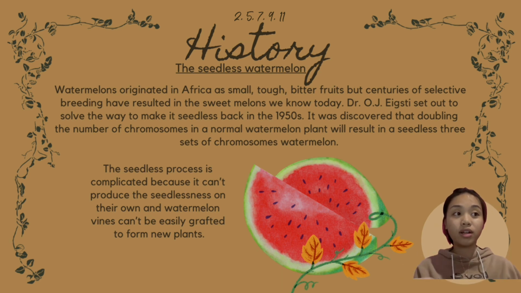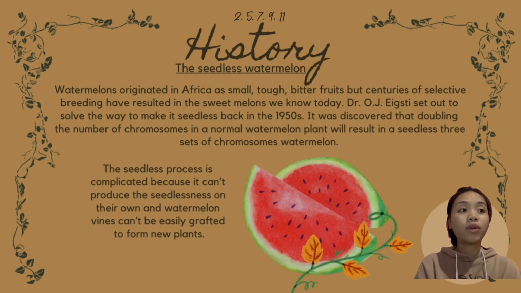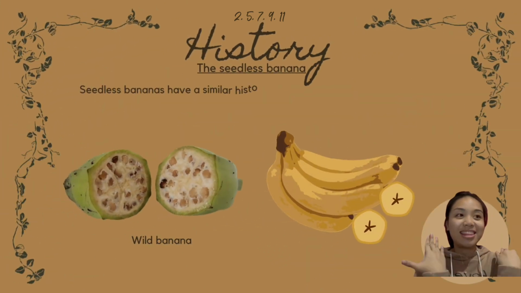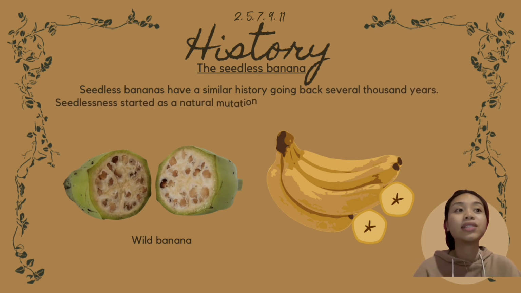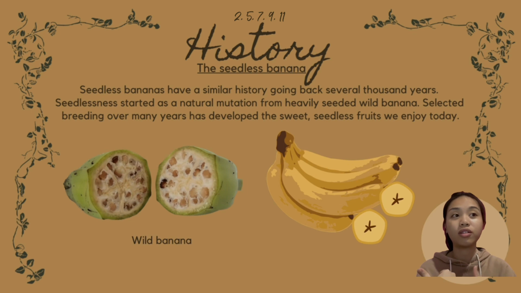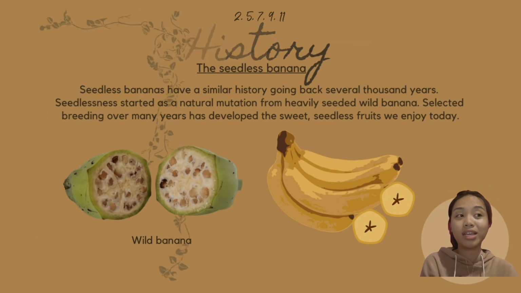It was discovered that doubling the number of chromosomes in a normal watermelon will result in a seedless, three-sets-of-chromosomes watermelon. Last but not least, the seedless banana. Seedless bananas have a similar history going back several thousand years. Seedlessness started as a natural mutation from heavily seeded wild banana. Selective breeding over many years has developed the sweet, seedless fruits we enjoy today.